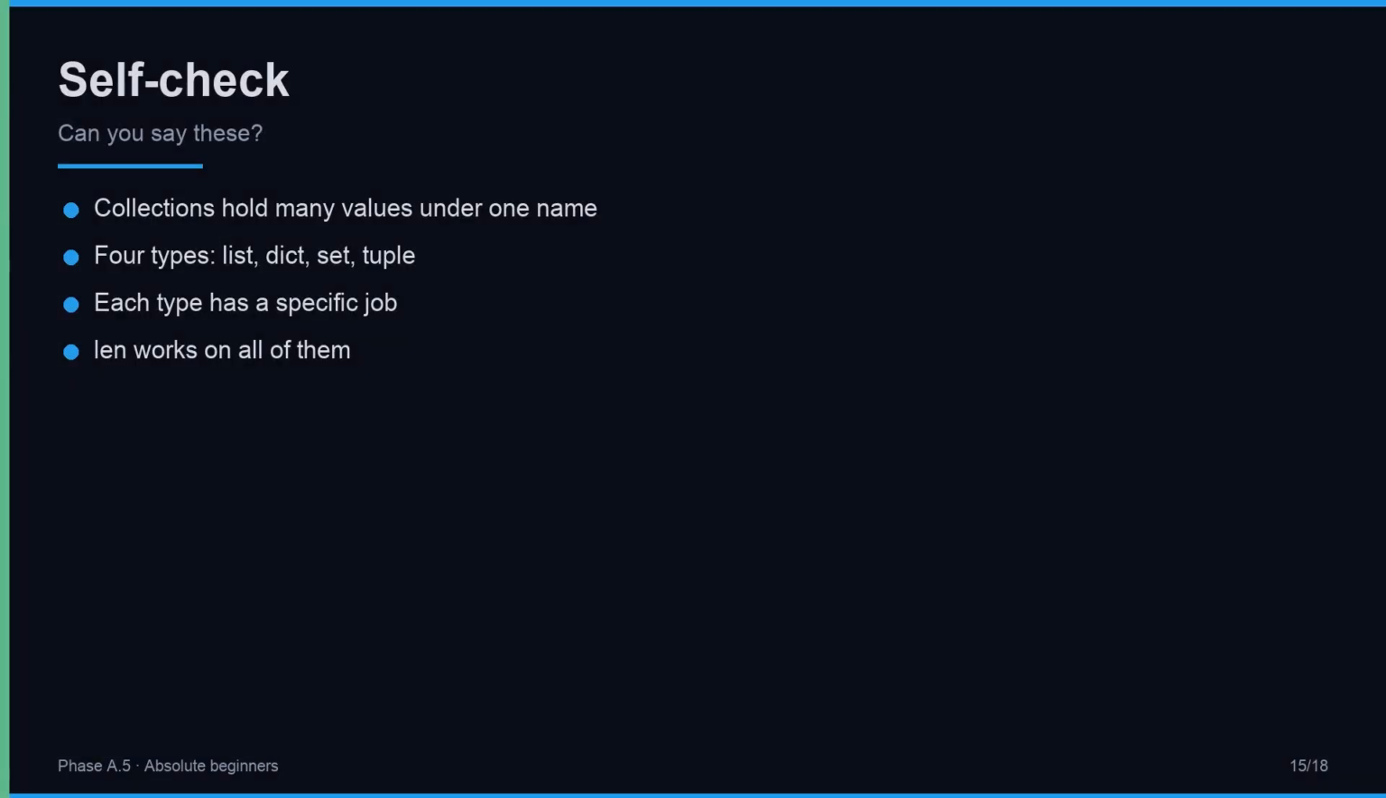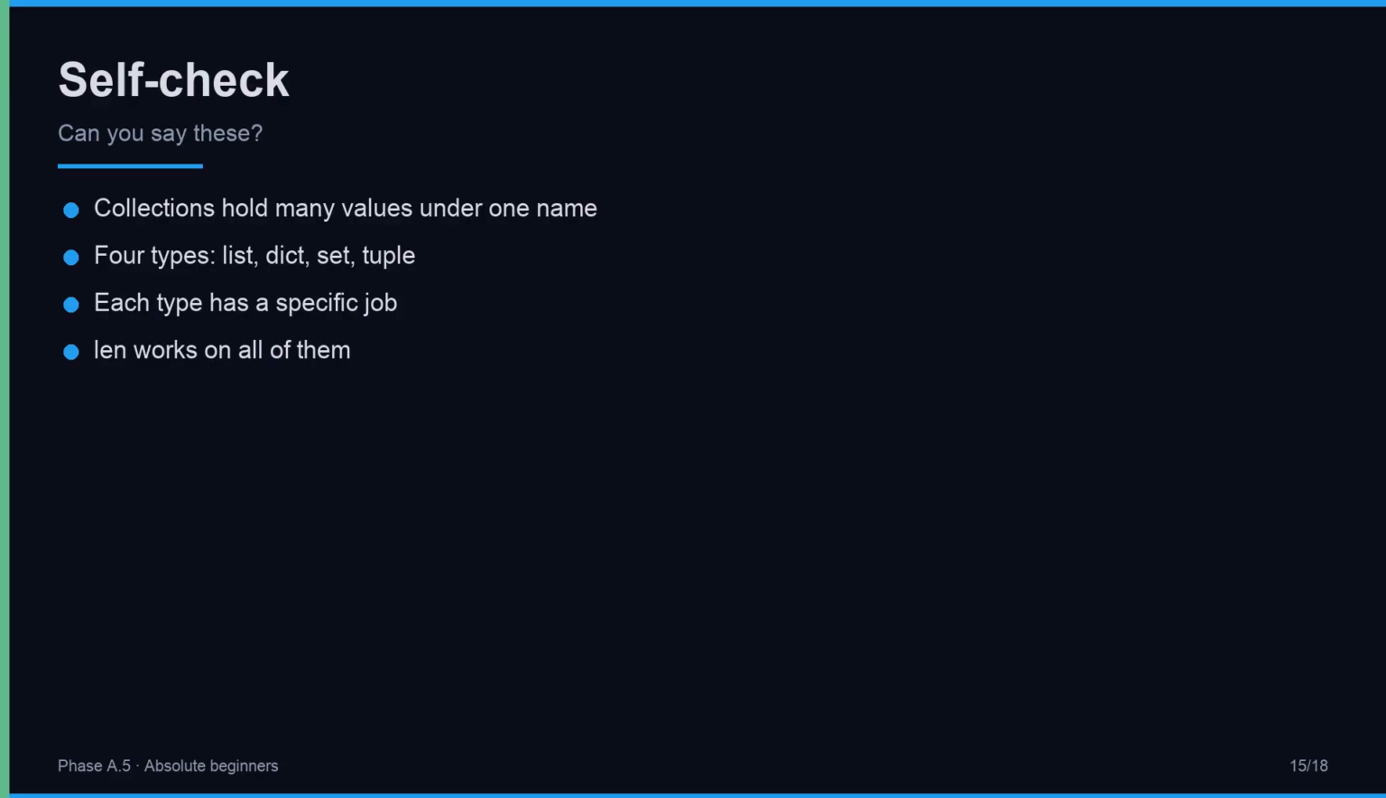Quick self-check. Can you explain in one sentence why collections exist? Can you name the 4 types? Can you say one job each type is good at? Can you confirm that len works on all 4? If any feels shaky, rewatch the matching part. You do not need to know how to use each type yet, just what they are for.